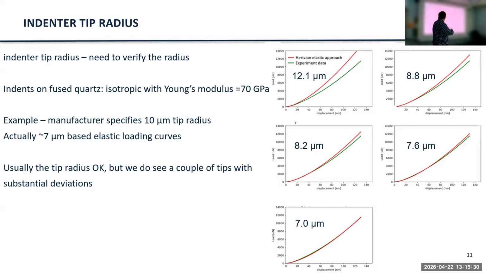So we went back and we did indents on a fused quartz sample, which they give you, which is an amorphous material that has isotropic elastic properties. Its modulus is known at 70 GPa. And so we did elastic contact, and we basically varied the radius until we got a match. And it turned out that this tip was actually only 7 microns in radius, not the 10 quoted by the supplier. So always check. But I'm giving an example of the extreme. Most of our tips were pretty good, within 10%. But again, just always check.